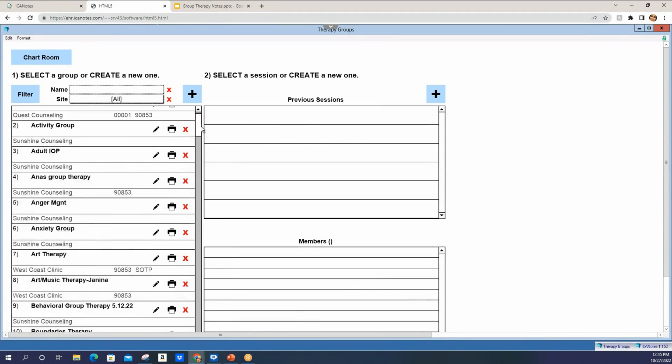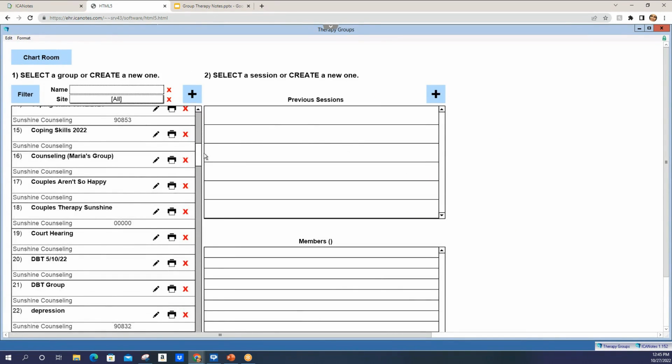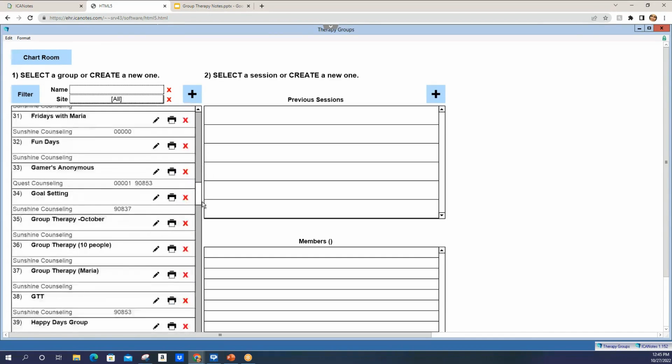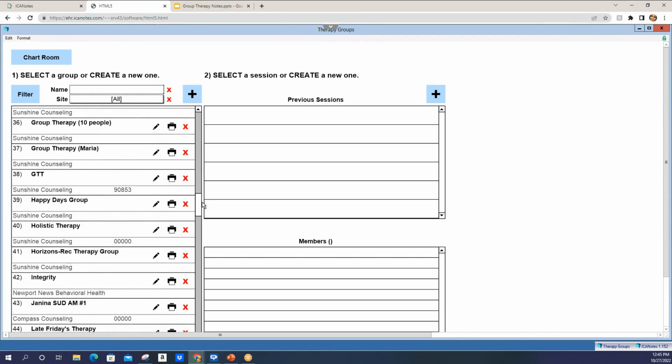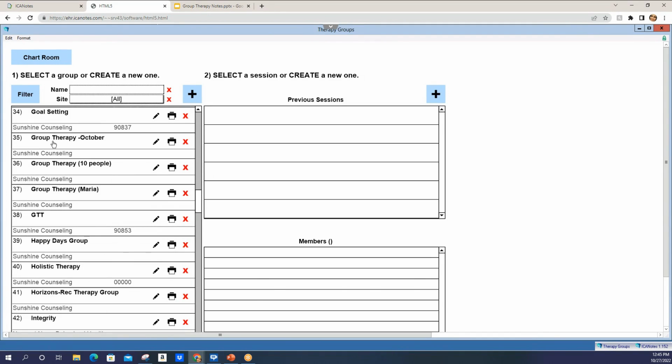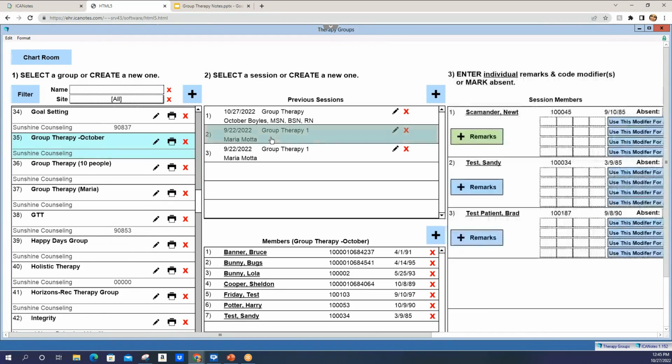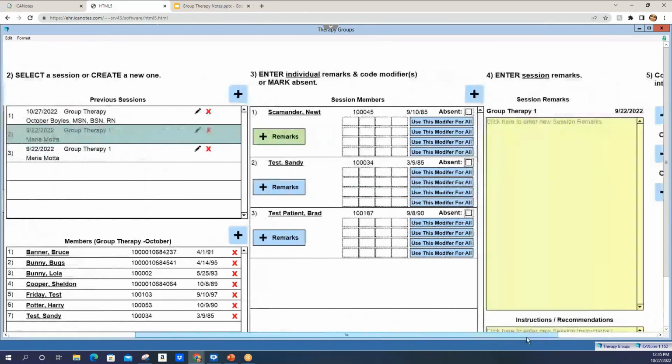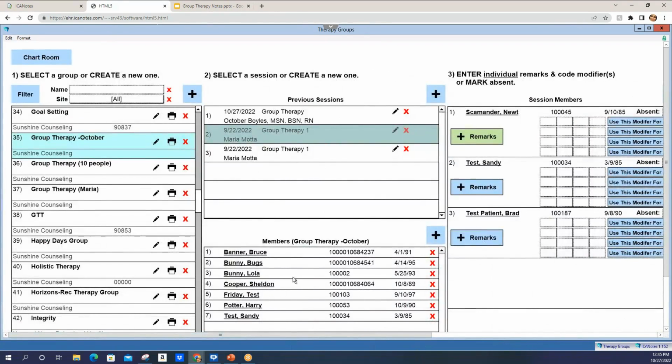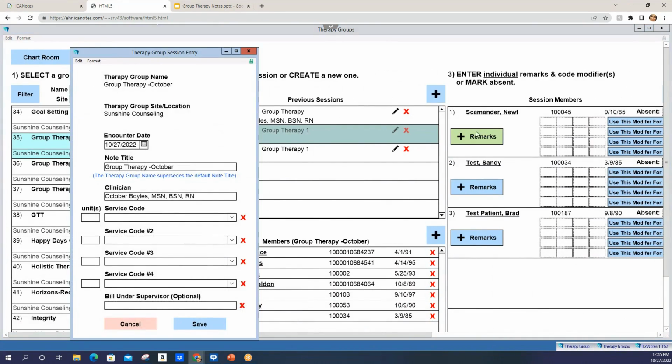If I go into ICANotes and I select a group, as you can see, I have lots of groups I can select from, but I'm going to grab group therapy. I can look at previous sessions, see what was done in those sessions, who the individuals were there, and I can create a new session. So I'm going to create a new session.